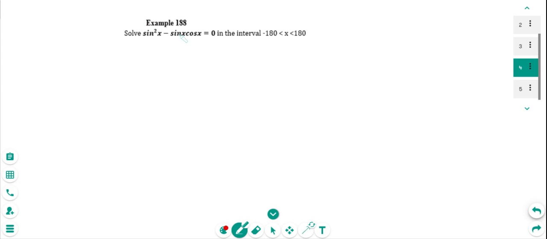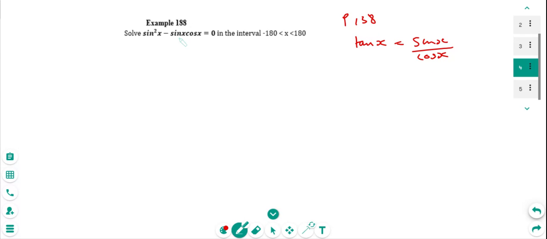This is example 188 from the core maths book, page 138. We're going to try and solve this equation, and again, we're going to use the identity that tan x is equal to sine x over cos x.